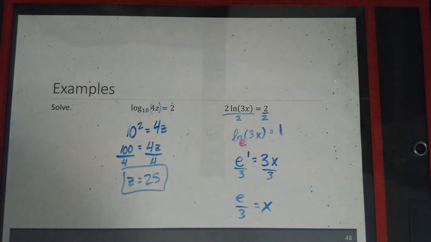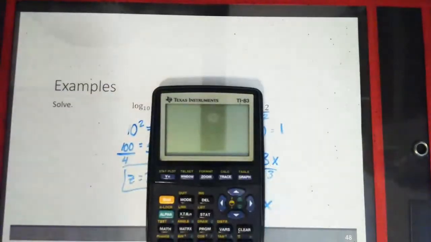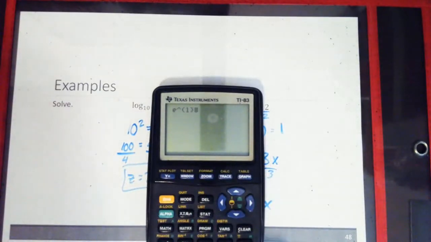If you are the type of person who really, really likes to have a decimal answer because it just makes you happy, you can type it into your calculator. And if you have one of the calculators where when you use the e button, it gives you e raised to a power, you can just use a power of 1. So e to the first divided by 3, and there's your decimal answer.